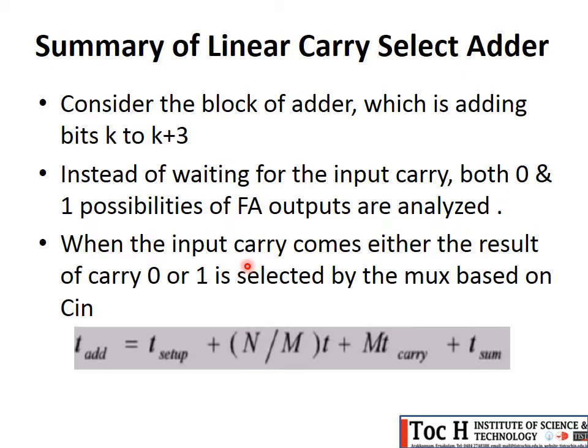The worst case propagation delay for the linear carry select adder is given as T setup, that is the setup time, plus T first block, the time for computation for the first block, plus n by m into T mux, where n represents the total number of bits and m represents the number of stages. T mux is the time taken by a mux to select the output lines. Then comes m into T carry. T carry is the delay of the carry through a single full adder cell, plus T sum, the time to calculate the sum value for the final full adder cell. So this is the equation.